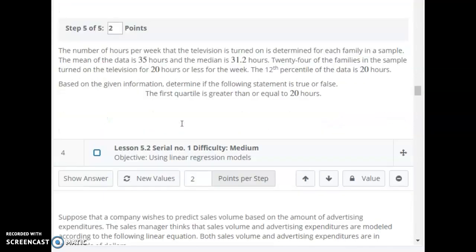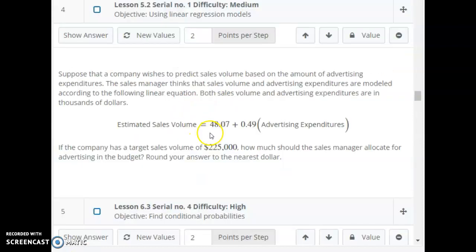They also sometimes ask about the first quartile. The first quartile and the 25th percentile are the same thing. So here, for example, we know the 12th percentile is already at 20. So the 25th percentile is certainly going to be at least as big as that, and probably more, but greater than or equal to would be a true statement. So writing out, the first quartile is the 25th percentile, the median is the 50th percentile, and the third quartile would be the 75th percentile.